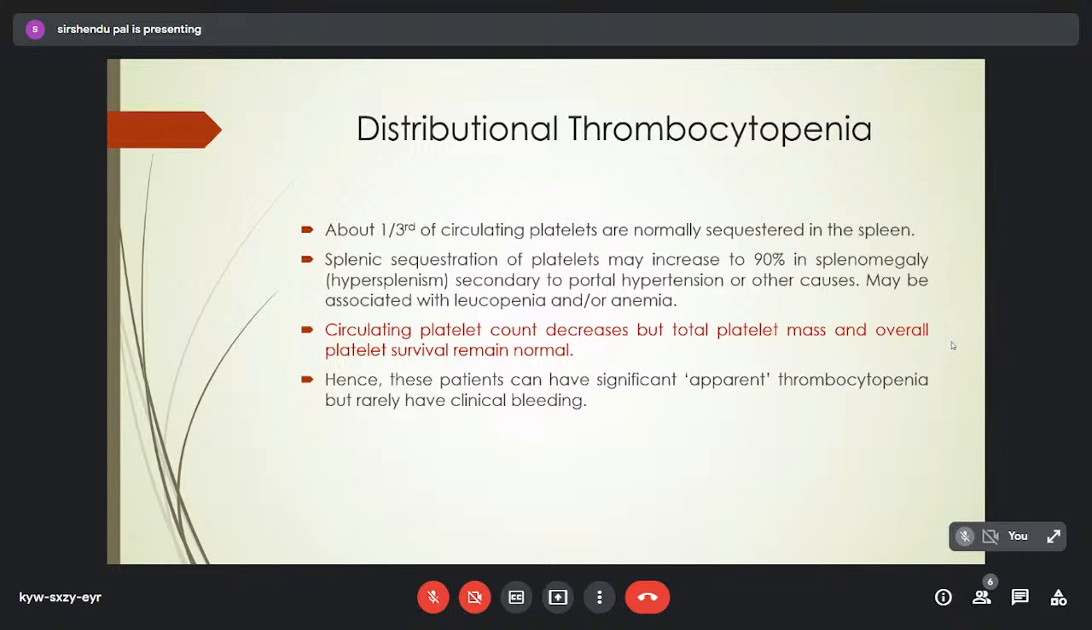Now coming to distributional thrombocytopenia. As you all know, about one third of the circulating platelets are normally sequestered in the spleen, but in cases of splenomegaly and hypersplenism, about 90% of platelets may be sequestered in the spleen, and this may be associated with leukopenia and or anemia. Although the circulating platelet count decreases, the total platelet mass and overall platelet survival remain normal. Hence, these patients can have significant apparent thrombocytopenia, but they rarely present as clinical bleeding.